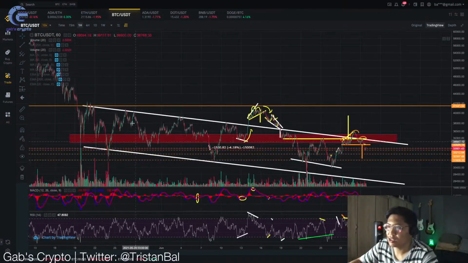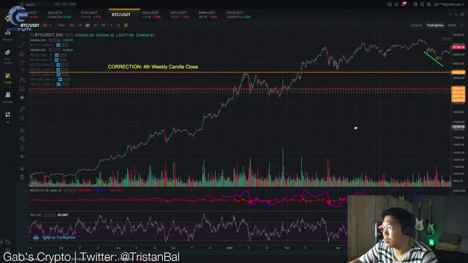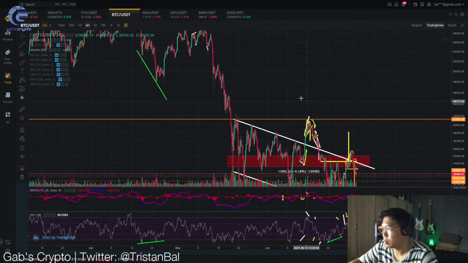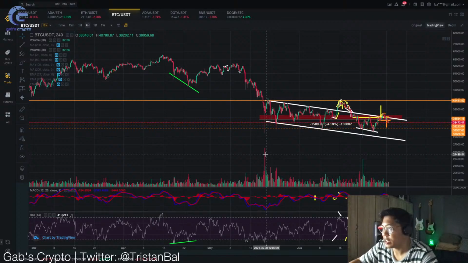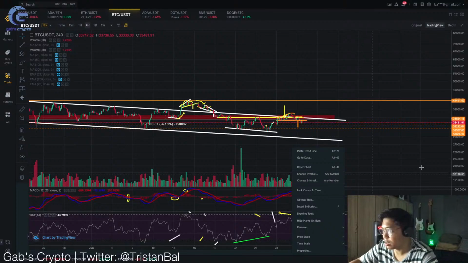Ito tingnan nyo to guys, dito sa Bitcoin dump natin. Pag mas maraming red, ibig sabihin that's a confirmed downtrend. So ayun na, mas maraming nag-sell. Pero if mas maraming green, that's a confirmed uptrend. So ito tingnan nyo to sa chart na to.